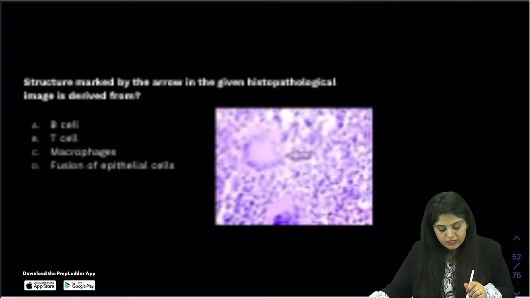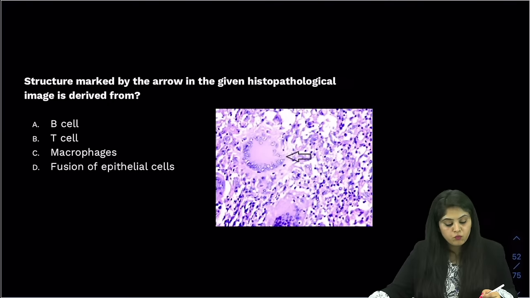Quickly tell me a question related to the giant cells now. The structure marked by the arrow in the histopathological image is derived from what? B cells, T cells, macrophages, or the fusion of the epithelial cells?